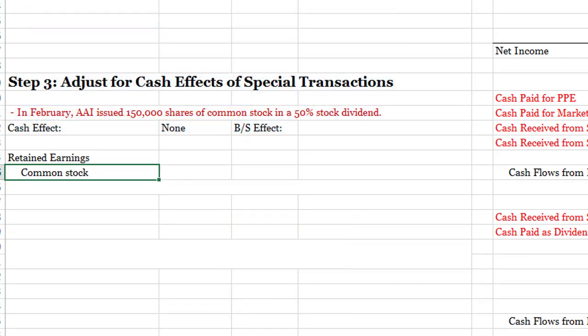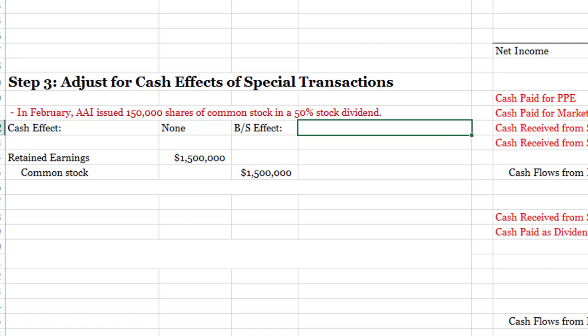So in this case, we're well above the 25% threshold. It's a 50% stock dividend. So I'm just going to record par value. And from earlier transactions or by looking back at the balance sheet, I know that there's a $10 par. So I'm going to credit common stock, 150,000 shares times $10 per share. And that's going to be my debit to retained earnings as well.